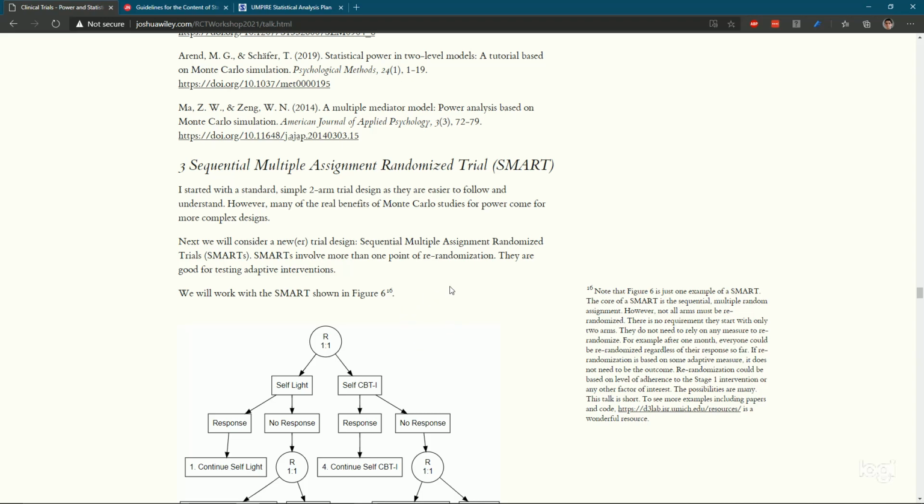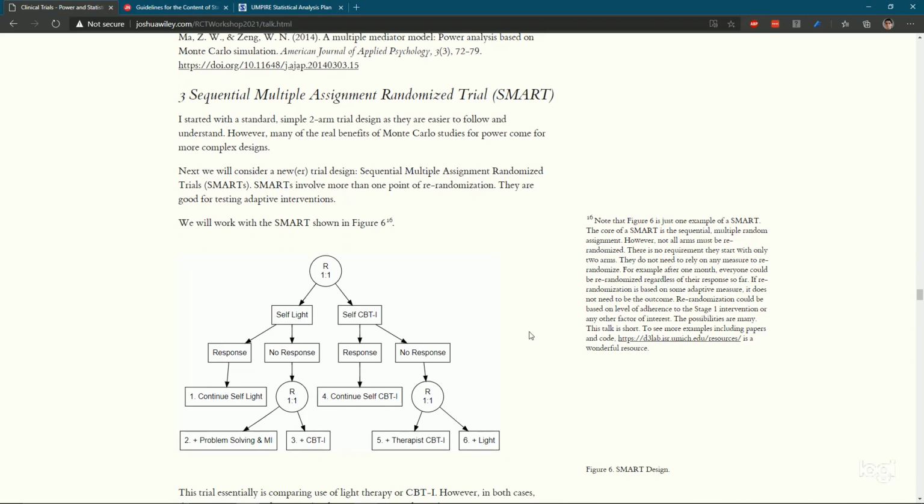It will work for anything. So we're going to consider now these SMART trial designs. SMARTs involve more than one point of randomization, and they're particularly good for testing adaptive interventions. We're going to work with this SMART shown here in Figure 1.